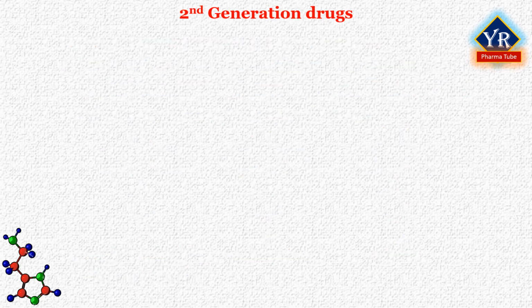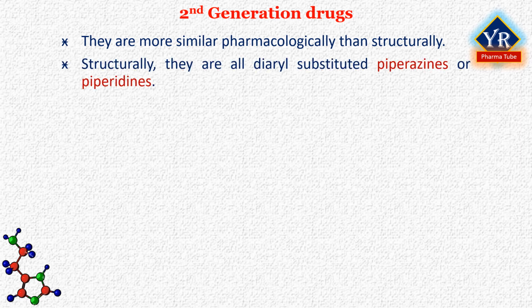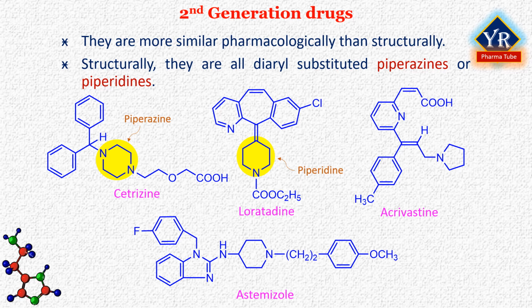Coming to the second generation antihistaminic drugs. They are more similar pharmacologically than structurally. Structurally, they are all diaryl substituted piperazines, for example cetirizine, or piperidines, all others. These compounds were developed as selective H1 receptor antagonists with relatively high potency. Most of these compounds also produce prolonged antihistaminic effects as a result of slow dissociation from H1 receptors and the formation of active metabolites with similar receptor binding profiles.